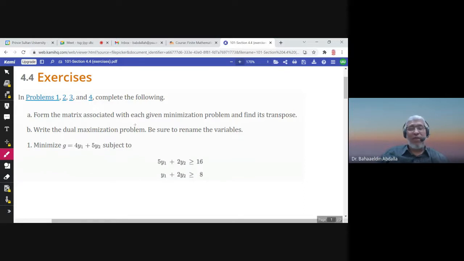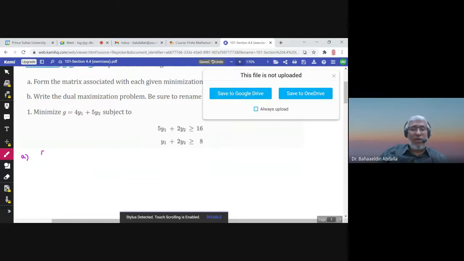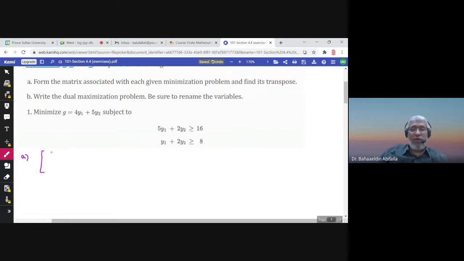Form the matrix associated with each given minimization problem and find its transpose. As we have seen in the section, and if you need, please listen or watch the video about section 4.4 first. We write the coefficients of y1. We start with the constraints, and then we write the coefficient of y1 in the objective function without any change. We don't do any change in the objective function in this section in writing the dual problem.